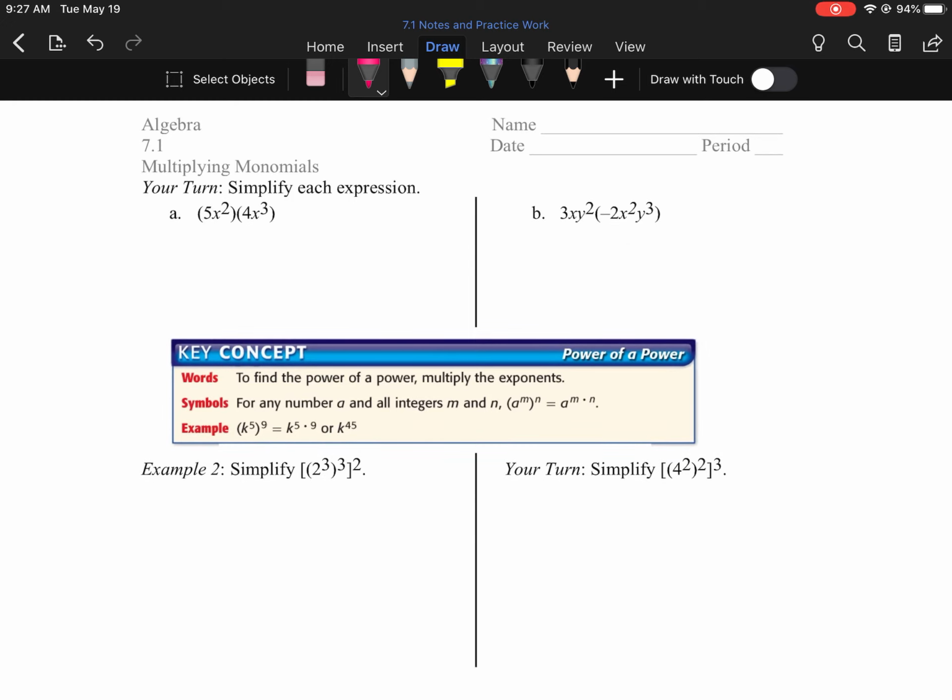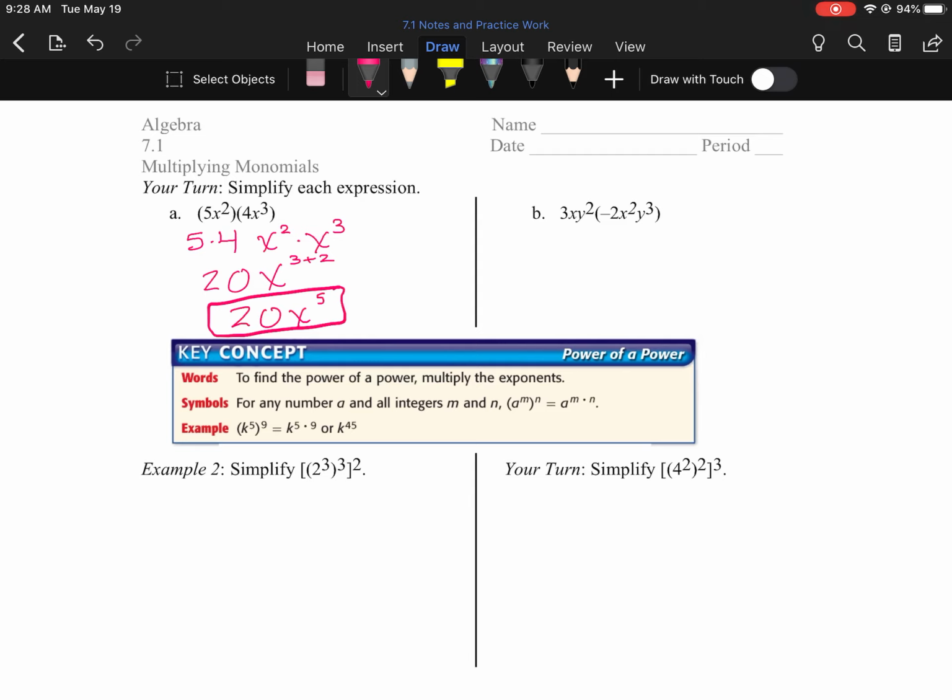All right, so for these your turns, 5 times 4, x squared times x cubed, so we get 20x to the 3 plus 2. So we get 20x to the 5th for the first one.